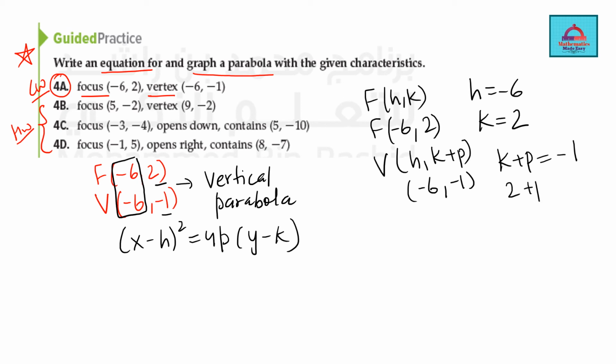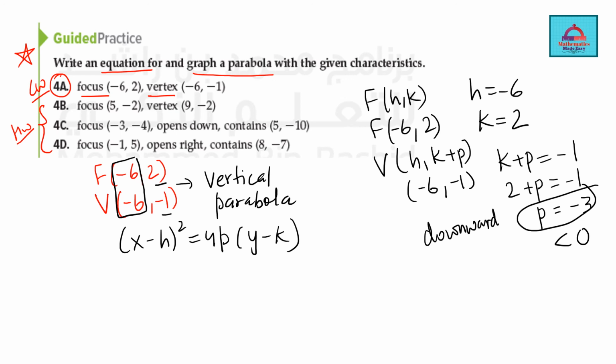K is already 2, so you can calculate your p from here. P comes out to be negative. So if it is less than 0, it means your parabola is going to open downwards. Okay, it will be a downward parabola.